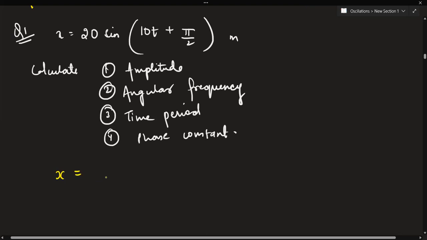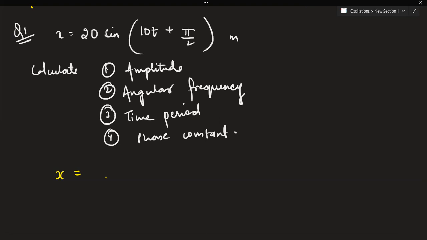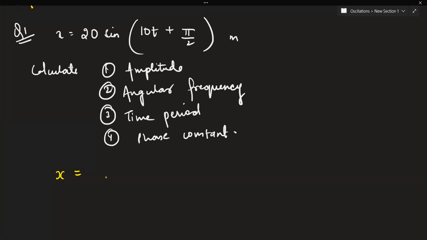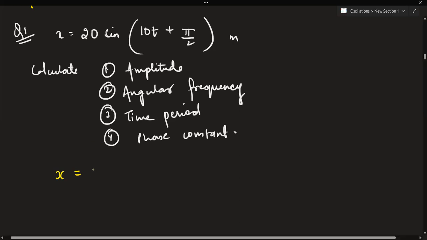Whenever you are provided with a question where you have to write the value of amplitude or some other quantity, and an equation is given to you, the first thing you have to do is write the standard equation. Since the question is given in sine form, we'll write our standard equation in sine form only. So this is A sin(omega t plus phi naught).